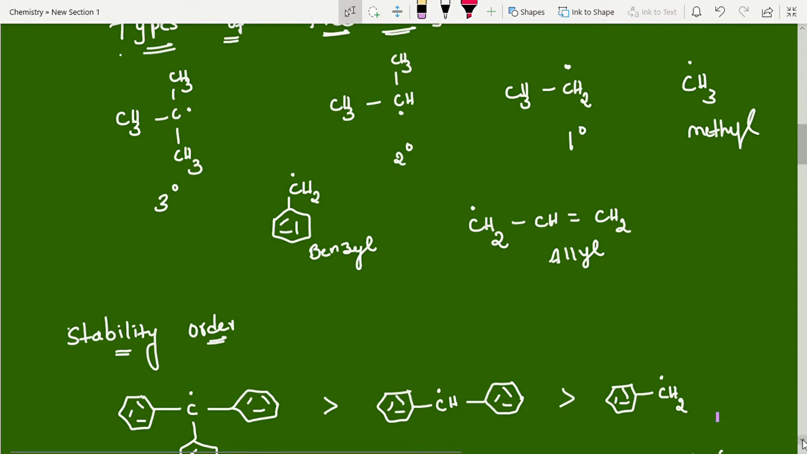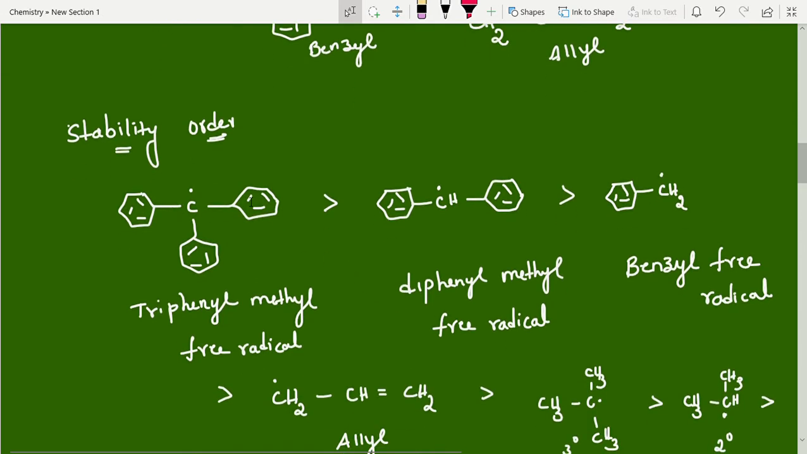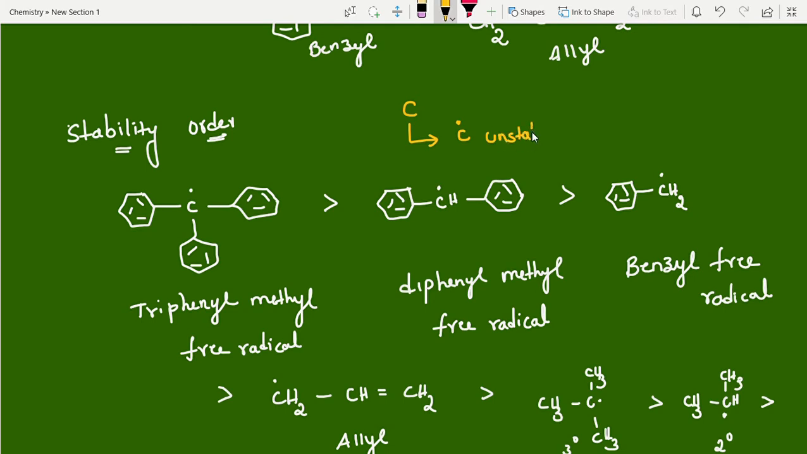Now stability order plays a very important role, students. I am writing here stability order. In the previous session, I explained one point to you: carbon in neutral condition only is stable. Suppose carbon is neutral, it is stable. If it has an odd electron, it is unstable. In unstable condition it can't bear for much time. Definitely it tries to go to the neutral, stable condition.